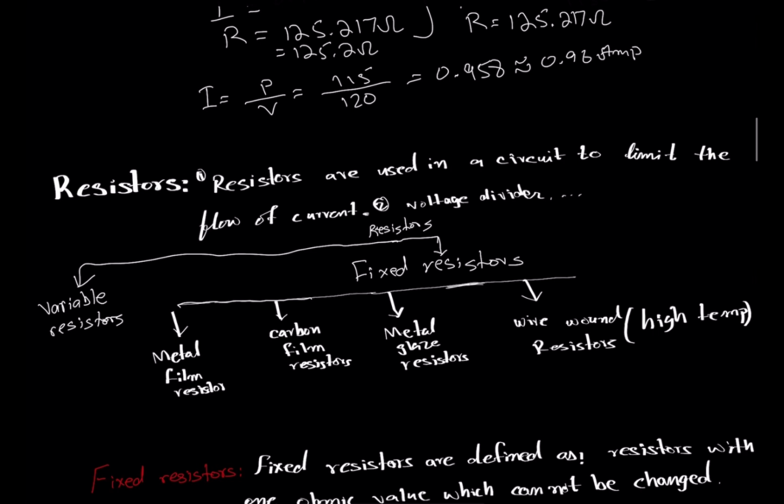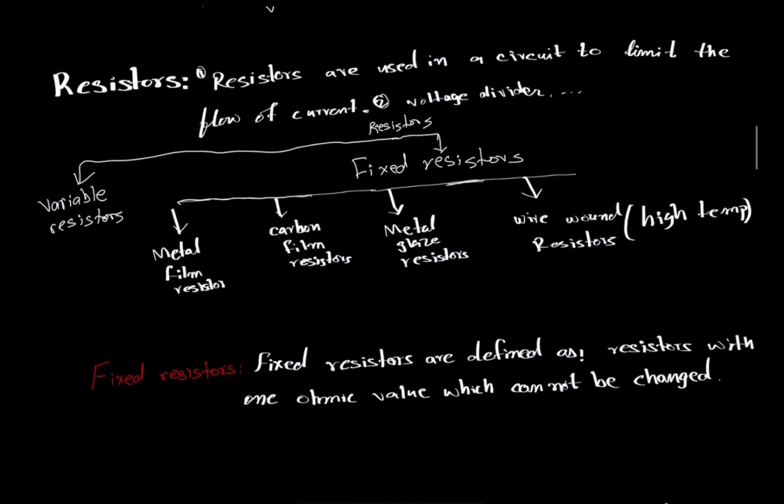All right, let's move on to the next section, which will be resistors. Resistors are used in a circuit to limit the flow of current, or they can also be used as a voltage divider. We will talk about limiting the flow of current, because that's how we use it in the basic electrical studies. The voltage divider we will talk about some, but that will be in the next courses.